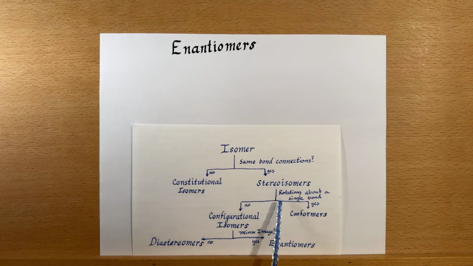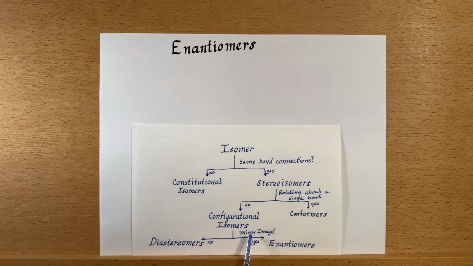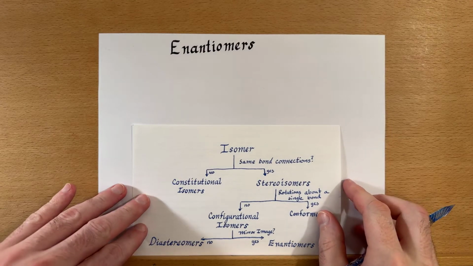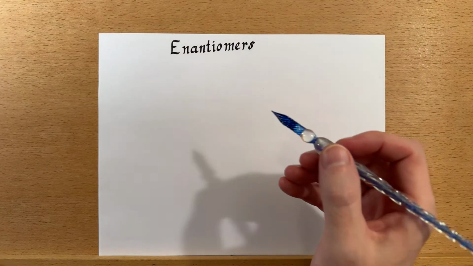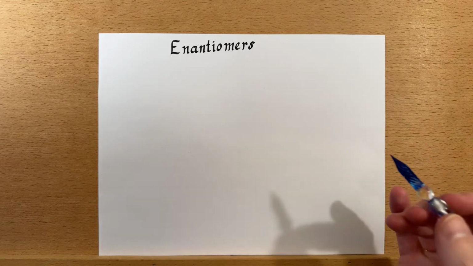But if the bonds are not the same by rotating around a single bond, then they are some type of configurational isomer. And then further, if there are mirror images of each other, then we have enantiomers. So let's look at some enantiomers and how to identify them. And when we do, probably an easiest way to do this is to draw both of them.